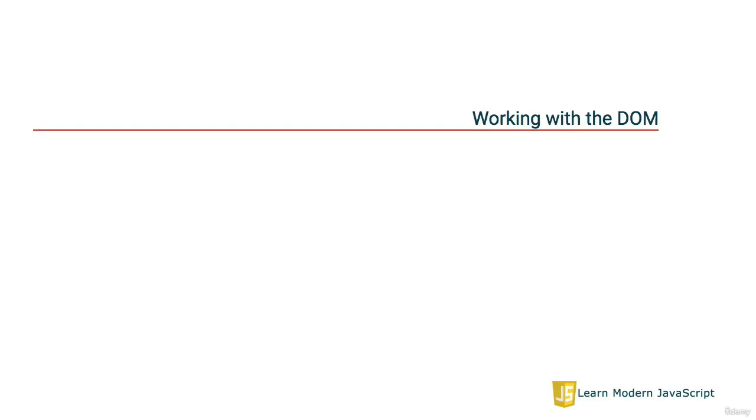In this section, we're going to look at how we can work with the DOM. Now, first, we need to describe what the DOM is. I've mentioned several times throughout this course that JavaScript can be used in multiple environments. The browser just happens to be one of the environments that JavaScript is available in. There's other environments as well. However, the browser is the most common environment.